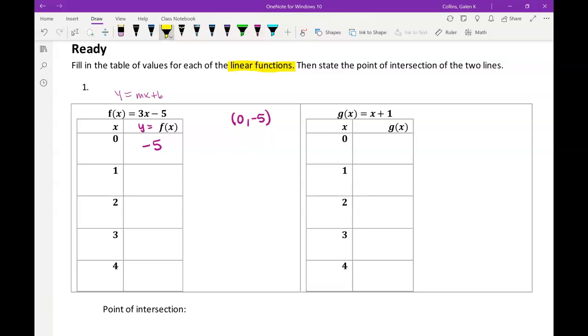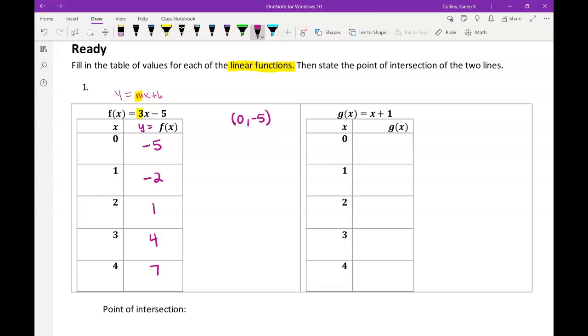I can also tell that my slope, represented by the letter m, is the number 3. Since it's positive, that means that as x increases by 1, y is increasing by 3. And we know we are adding a 3 each time. So -5 plus 3 is -2. -2 plus 3 is 1. 1 plus 3 is 4. And 4 plus 3 is 7.